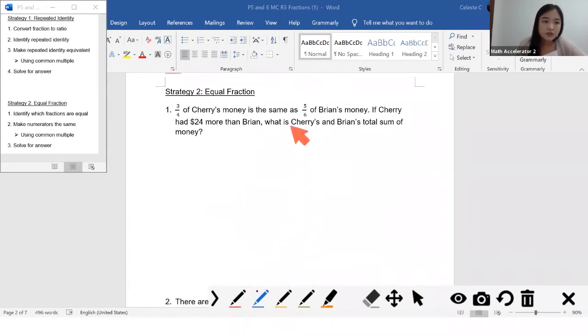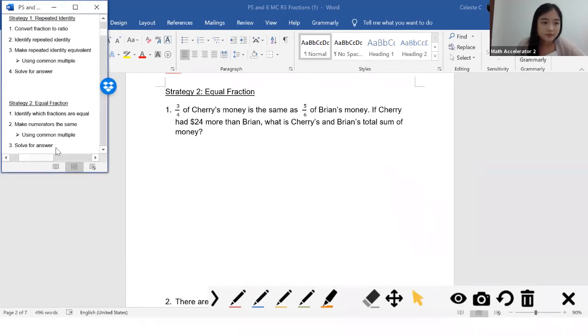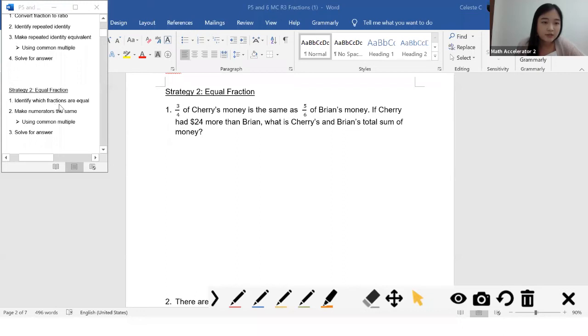Okay, so equal fraction, let's look at our strategy at the side here. Okay, so identify which fractions are equal. Step 1, right? And then step 2, make numerators the same using common multiple again, right? And then step 3, solve for answer. Rohan, correct. Okay, make numerator the same.